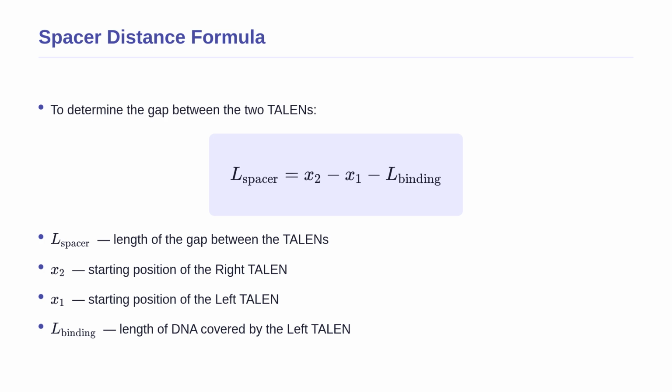Finally, L binding represents the length of the DNA sequence that the left TALEN physically covers. By subtracting the starting position of the left TALEN and its binding length from the starting position of the right TALEN, we find the exact number of base pairs left empty in the middle.